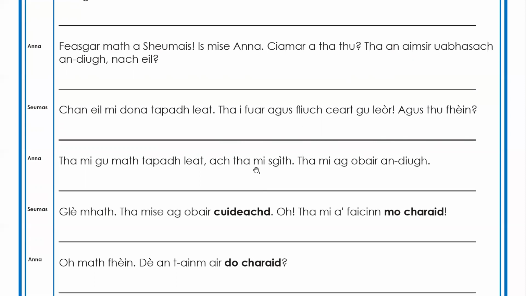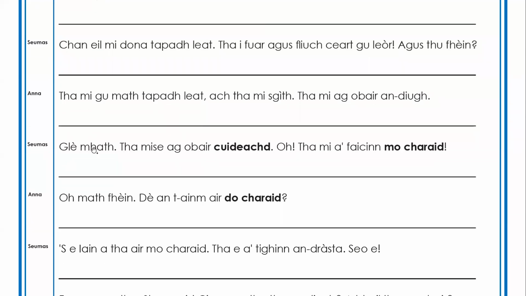Agasuhin, and you yourself? And then Anna replies, ha mikema taplat. Ach, hamiski. I'm well, thank you, but I'm tired. Ha mi egobud, and you? I am working today. Gleva. Hamisha Igopud Kidjach. Very good. I am working also as well. Oh, Hami Efaikin Mocharaj. Oh, I see, I am seeing my friend.